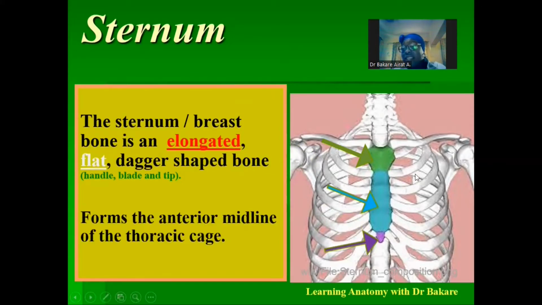And we've also said that the sternum is seen in the anterior midline region of the thoracic cage. So it also forms part of the structural component of the thoracic cage. So let's go further to say the functions of the sternum.